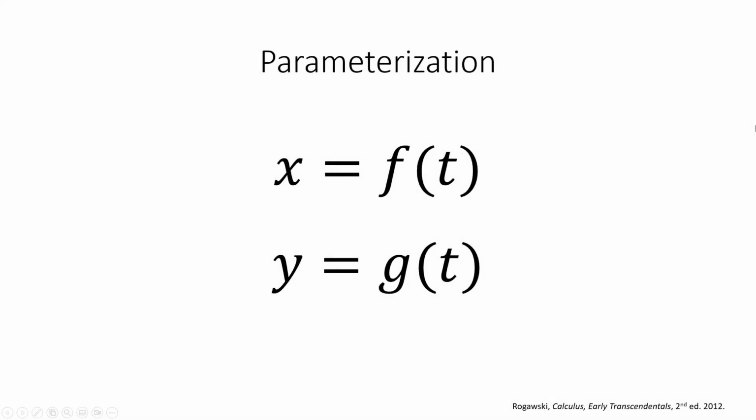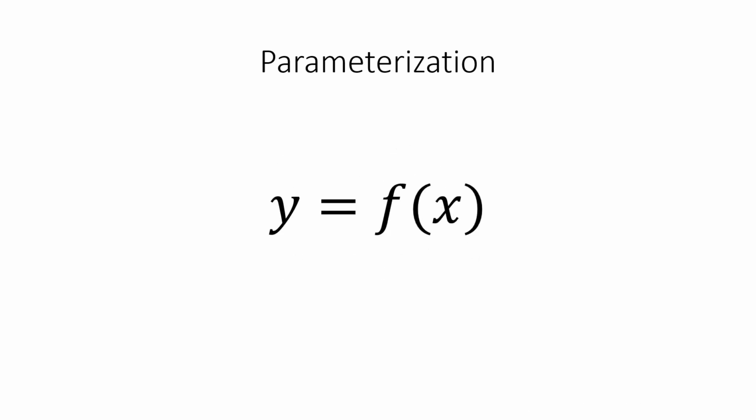All right, let's talk about parameterization for a second. So all parameterization is when you take one variable and define it as a function of another variable. So in this example, x is parameterized, that is defined as a function f of t, or y is parameterized, that is defined as a function g of t. This is kind of the general form of parameterization.